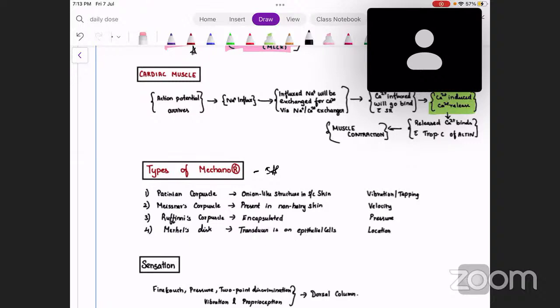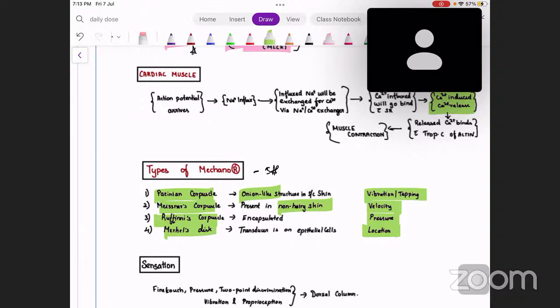So now, speaking about the types of mechanoreceptor, we have the Pacinian corpuscle and the Meissner corpuscle. Pacinian corpuscles are onion-like structures in the skin which detect vibration and tapping. Meissner, in non-hairy skin, detects velocity. Ruffini corpuscle is detecting the pressure. Merkel's disc is detecting the location. Meissner corpuscle is detecting the velocity, and Pacinian corpuscle is detecting the vibration or tapping.